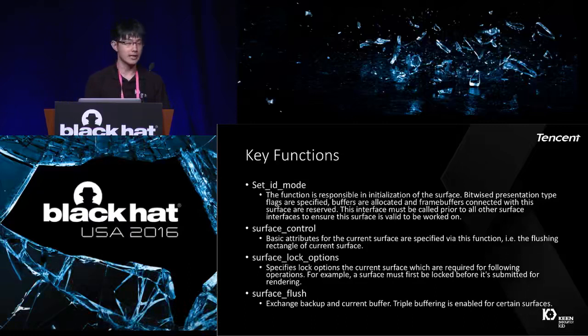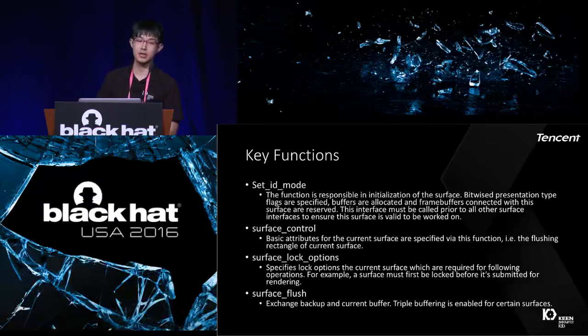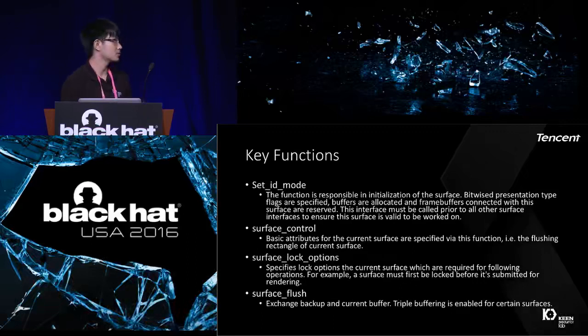When you call set_id_mode on a newly created IOAcceleratorSurface, the buffers are allocated, and the relevant frame buffers connected with the surface are also reserved. This interface must be called prior to all other IOAcceleratorSurface external methods to ensure that you have a valid surface to work on. Another important function is the surface control function. It gets input from user space, and the user space can specify basic attributes for the current surface. The most basic and fundamental one is the rectangle of the current surface.